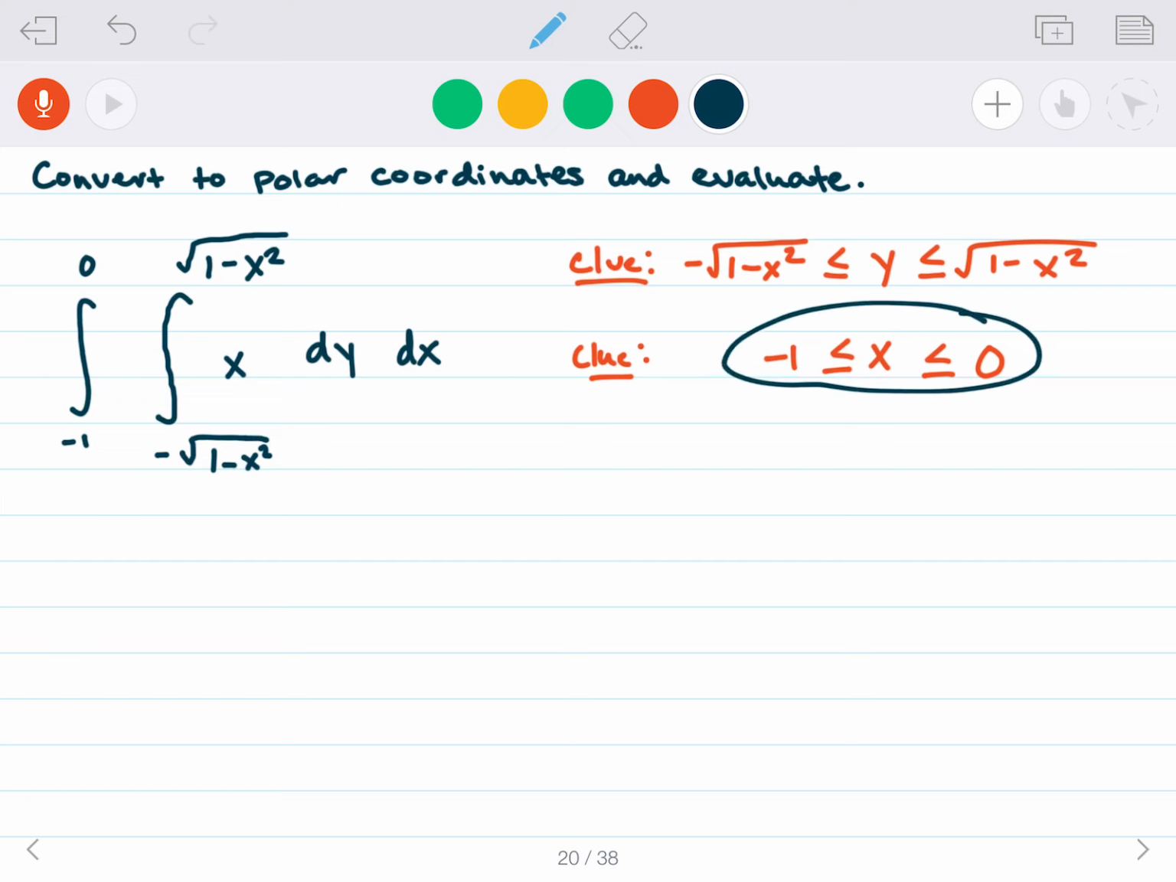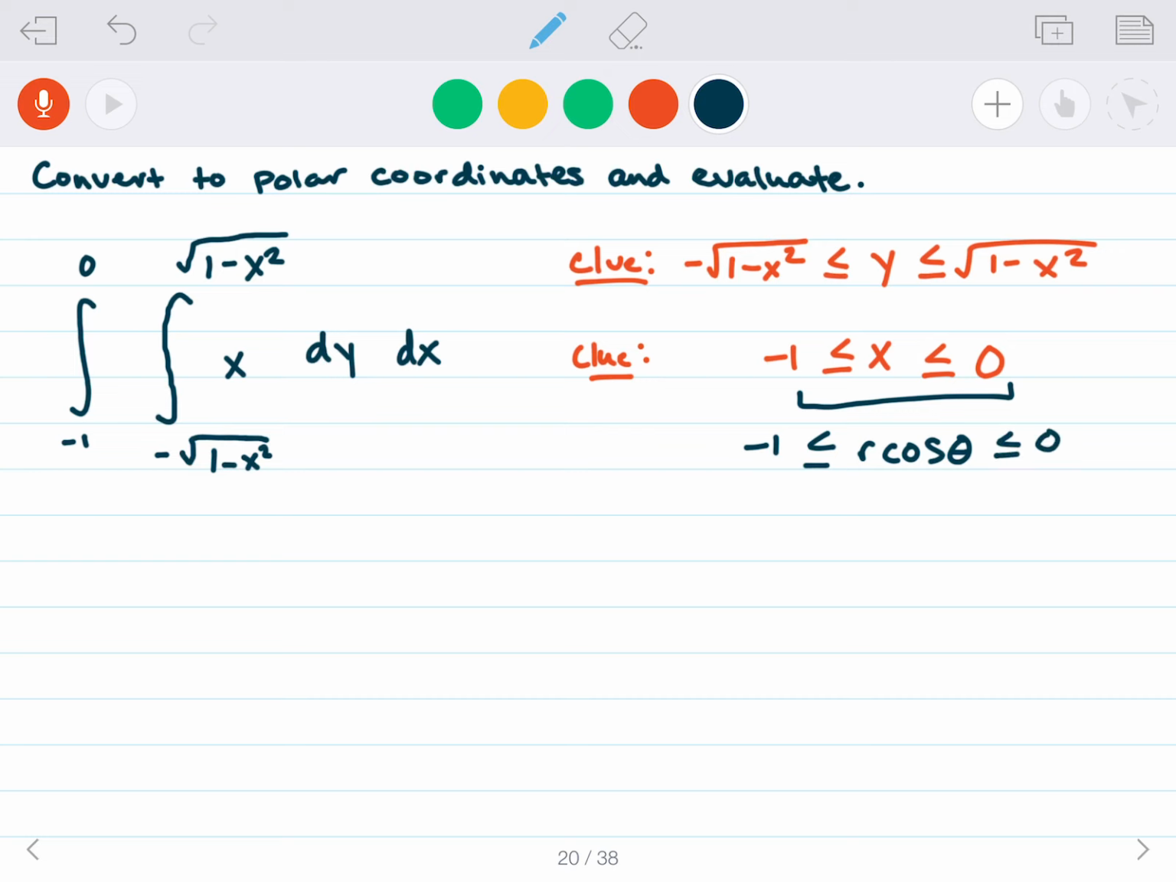Now, this piece of information is actually going to give me theta. Let's work with this one first. It looks easier to work with. Now, x is the same thing as r cosine theta. So r cosine theta is between negative 1 and 0. And if I divide everybody by r, 0 divided by r is just 0. So I get cosine theta is less than or equal to 0, greater than or equal to negative 1 over r. And r always has to be positive. Therefore, this fraction is always negative.